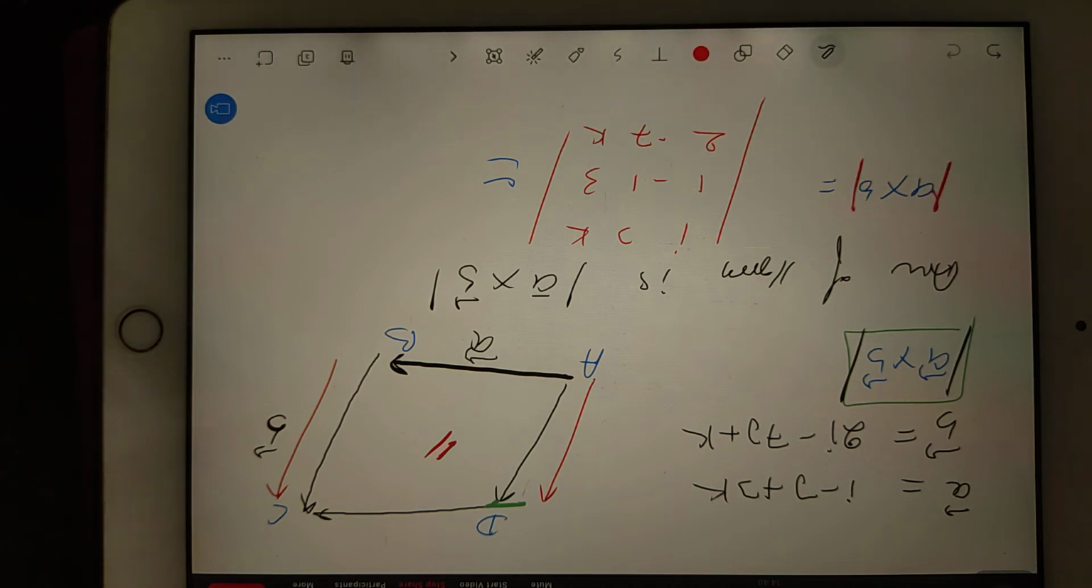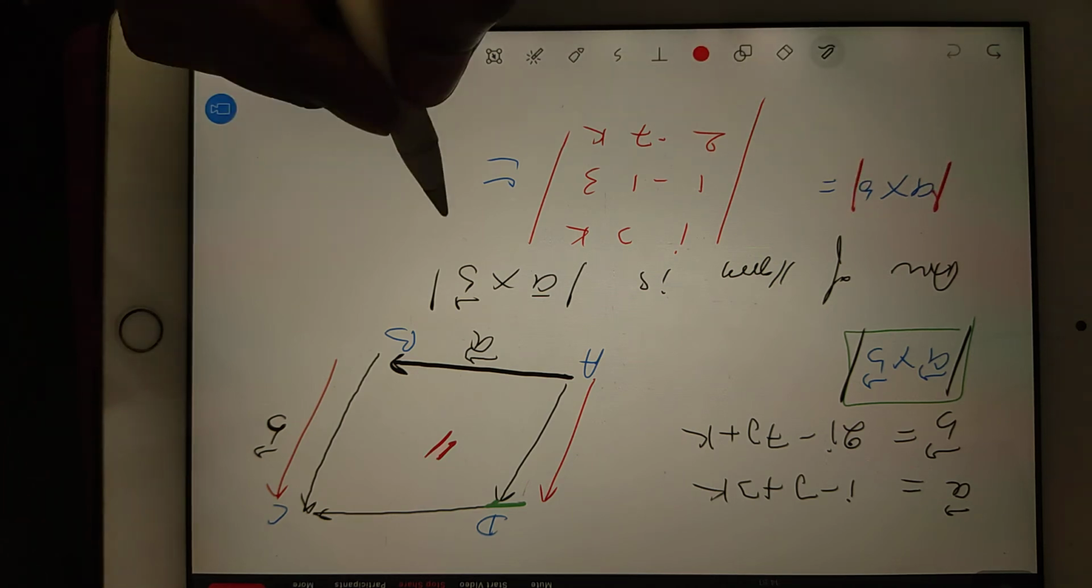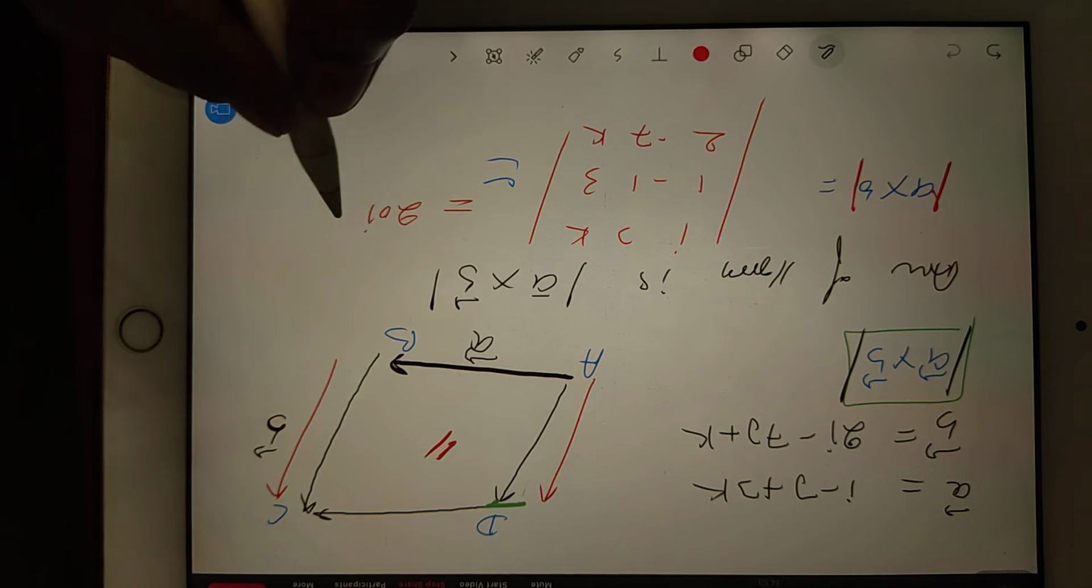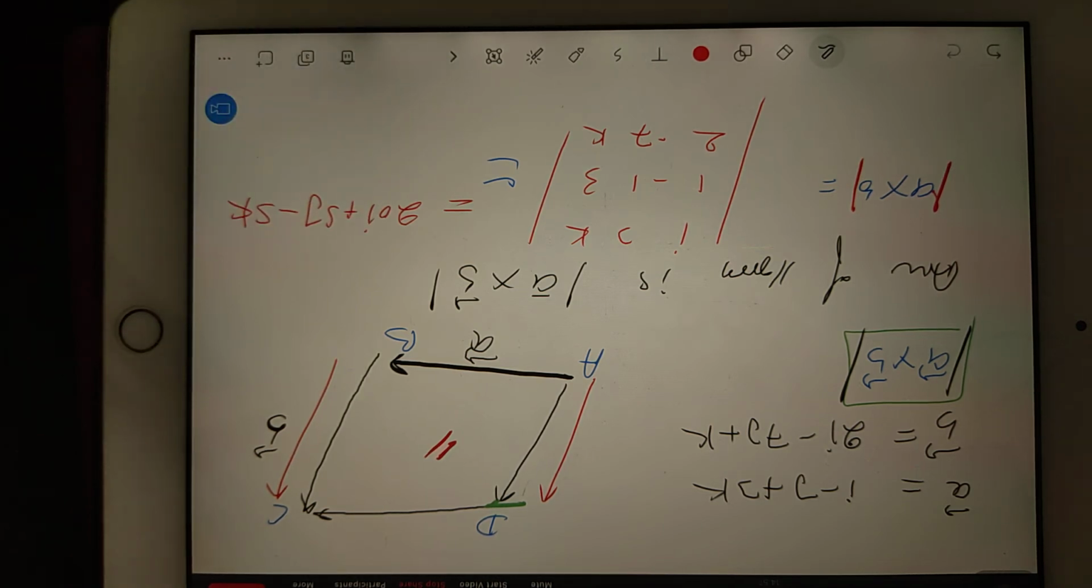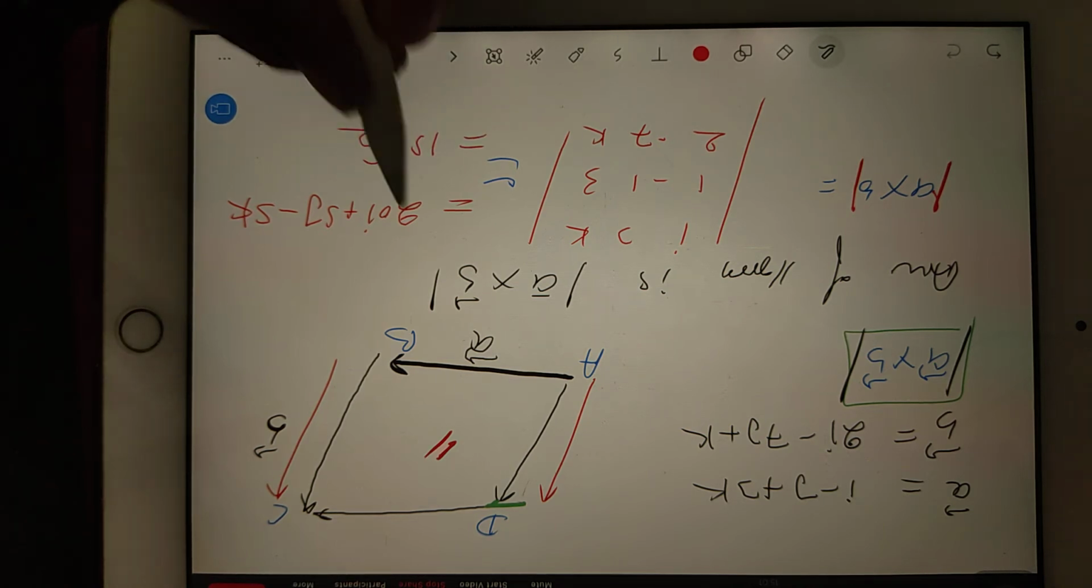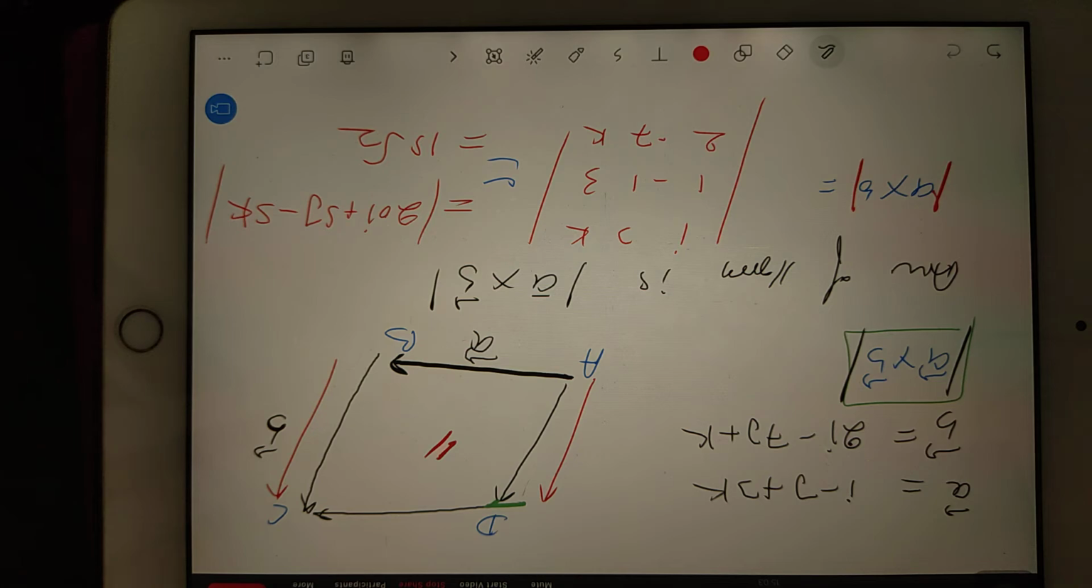So the final vector will come as 20i plus 5j minus 5k, and when you calculate the magnitude, it will come as 15 root 2. Copy this. Now I'm changing to another good question.